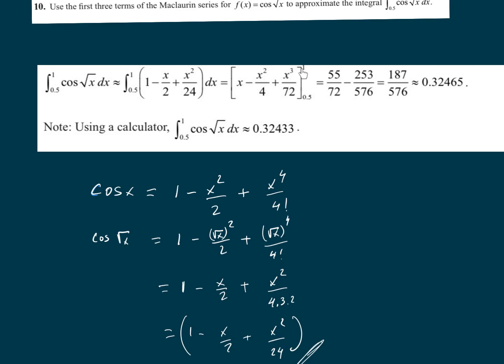If we evaluate between 1 and 0, we obtain the result for the area under the curve cosine of the square root of x between 0.5 and 1, and this area is 0.322. So this kind of technique is useful when it's difficult to find the antiderivative. When it's difficult to find the antiderivative, you use this method.